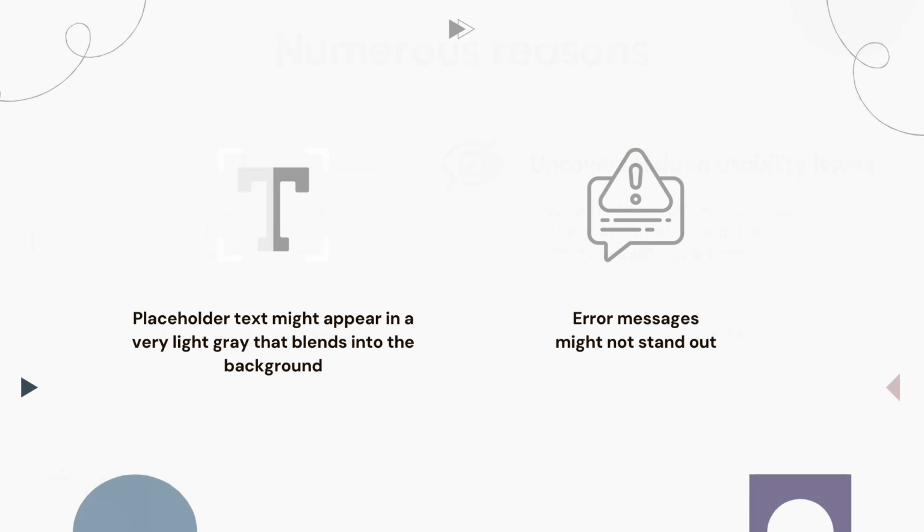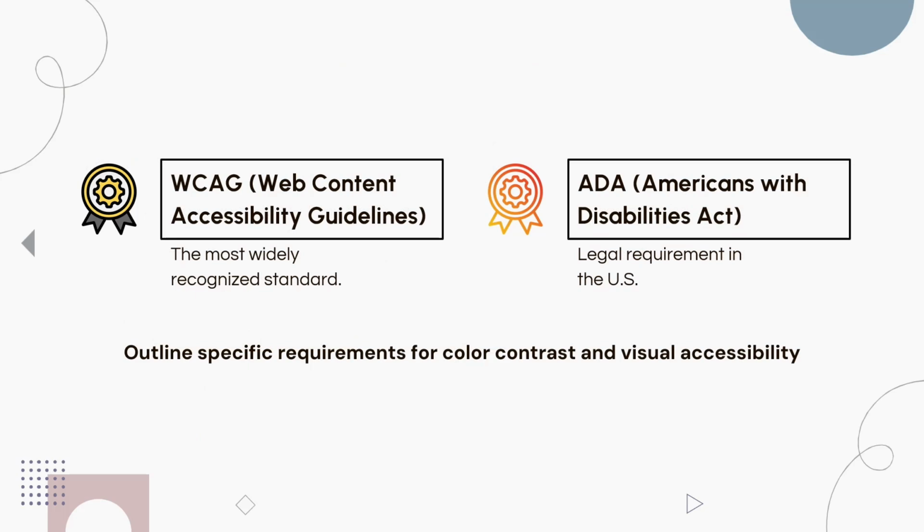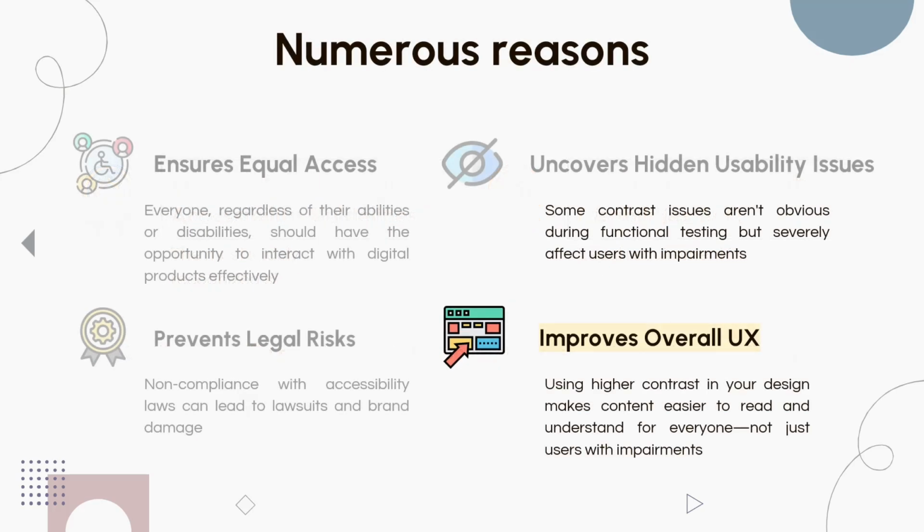Thirdly, it prevents legal and compliance risks. As you may already know, failing to meet accessibility standards can lead to serious consequences, including lawsuits, fines, and reputational damage. Regulations like the Web Content Accessibility Guidelines 2.2 and the Americans with Disabilities Act outline specific requirements for color contrast and visual accessibility. These rules exist to ensure that digital products are usable by individuals with visual impairments and other disabilities.